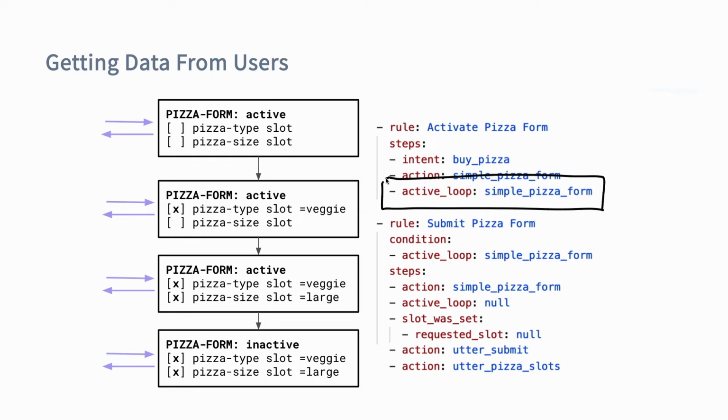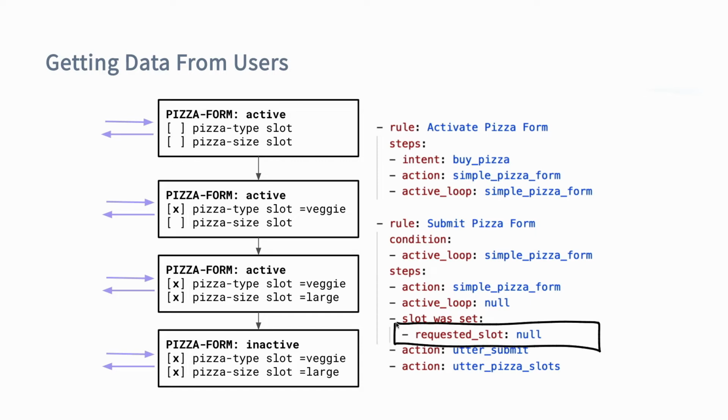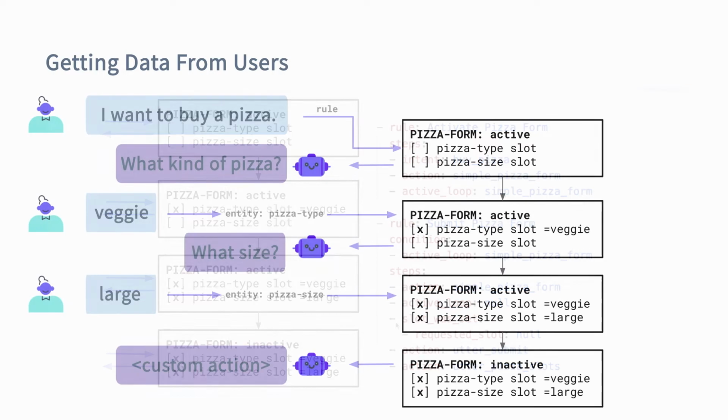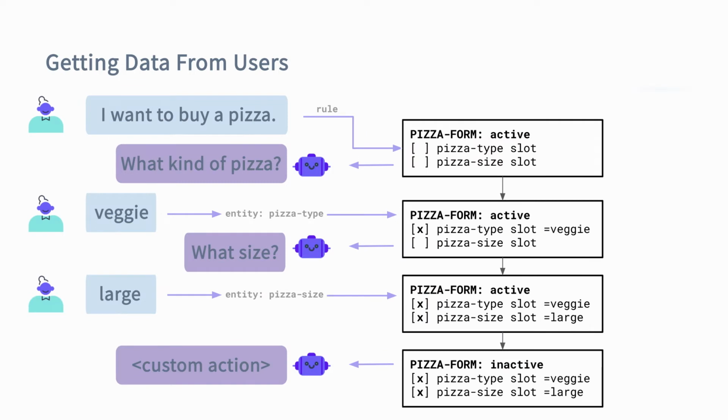Note that we're not just triggering an action here, we're also triggering a loop called simple pizza form. And pay attention to the requested slot value in the second rule. When the requested slot is equal to null, then we know the form is done. Once the form is done, we can also trigger custom actions to use the data that's been saved in the slots. Now, let's go over everything that's happening in our conversation one more time.